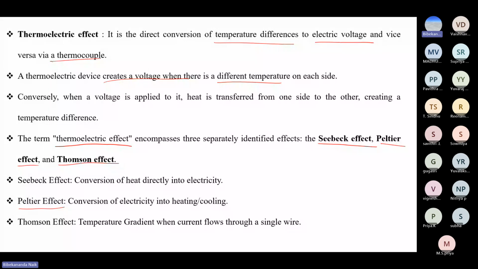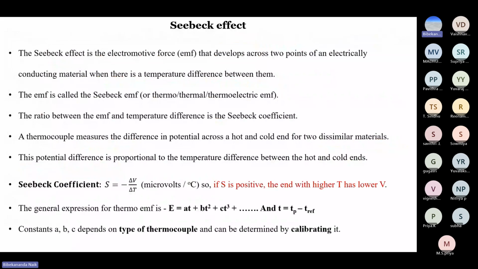So now talking more about Seebeck effect. The Seebeck effect is the electromotive force that develops across two points of an electrically conducting material when there is a temperature difference between them. So what is Seebeck effect? Now, if you remember, we also discussed these things, but let me explain once again.